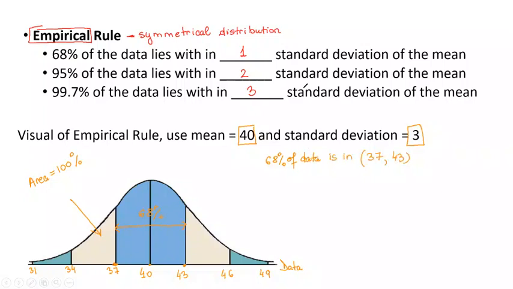And then moving on, same thing, 2 standard deviations from the mean, we have 95% of the data. If you think of that, that's a lot. Between 34 and 46. So you know a lot about the data, with 95% of the data being in this interval.